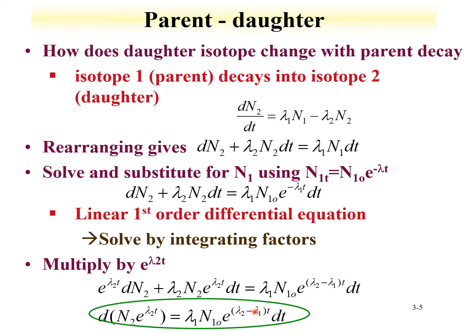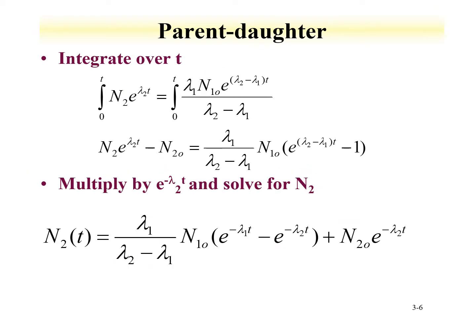with respect to time. So we've gone through the equations. We now have this equation, which we further treat to reach our final equation. Now let's integrate over time. So let's provide the integral, and we get this term. Let's integrate what we see here, lambda 1 n1 naught e to the minus lambda 2 minus lambda 1 times t, divided by the difference between lambda 2 and lambda 1.